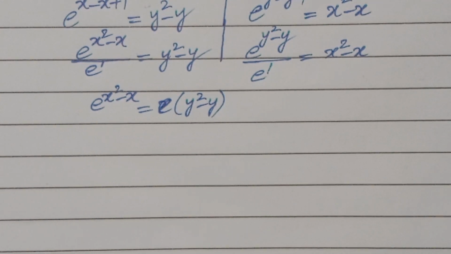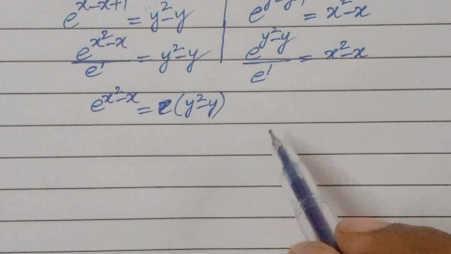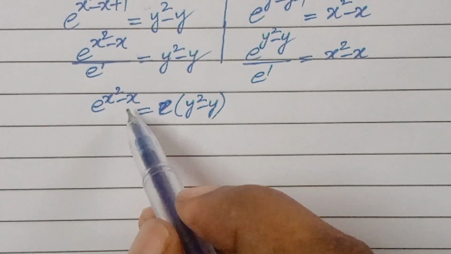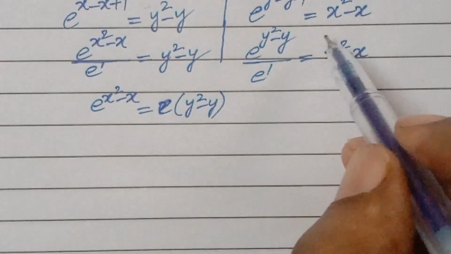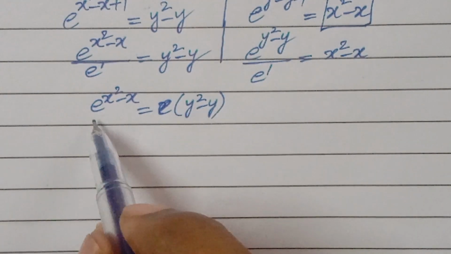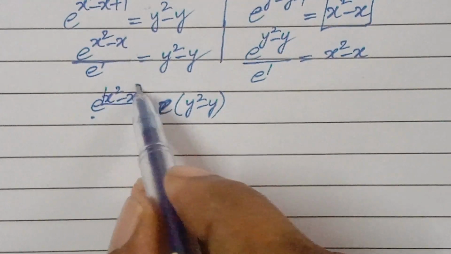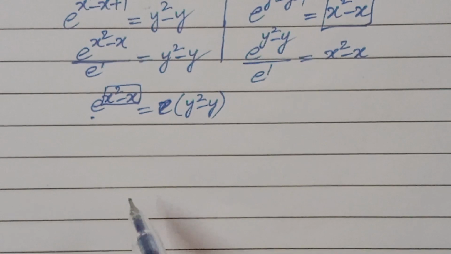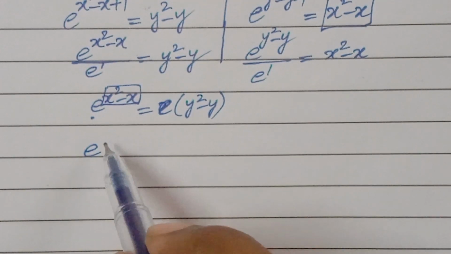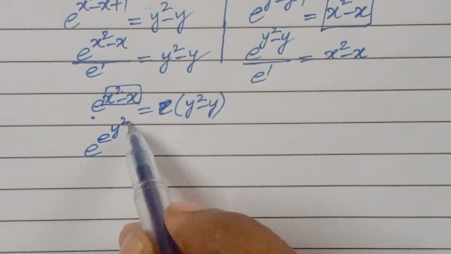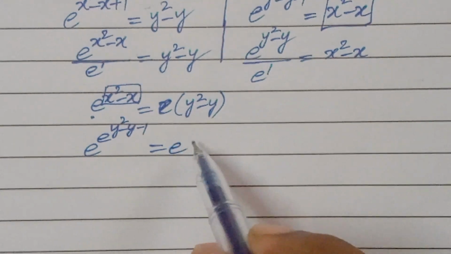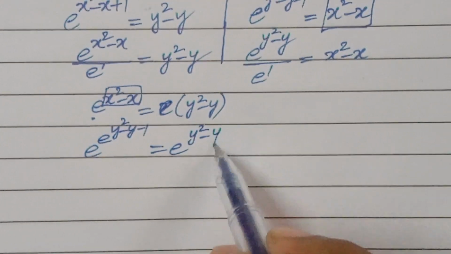So here, in the place of x square minus x, you will replace the value of this one. Then what will we get? E to the power of e power y square minus y minus 1 is equal to e into y square minus y.